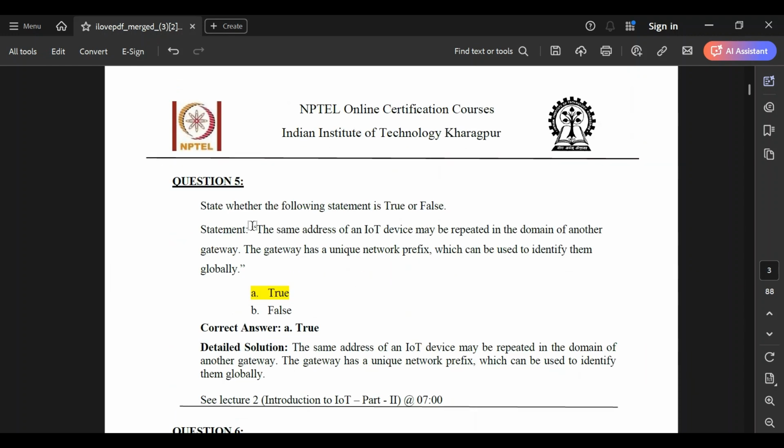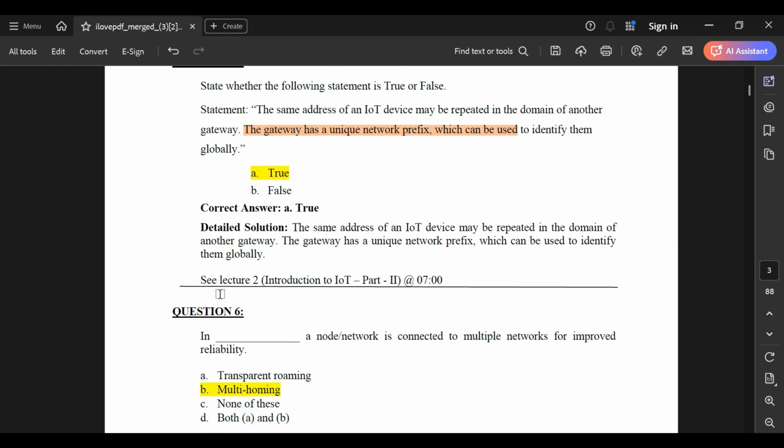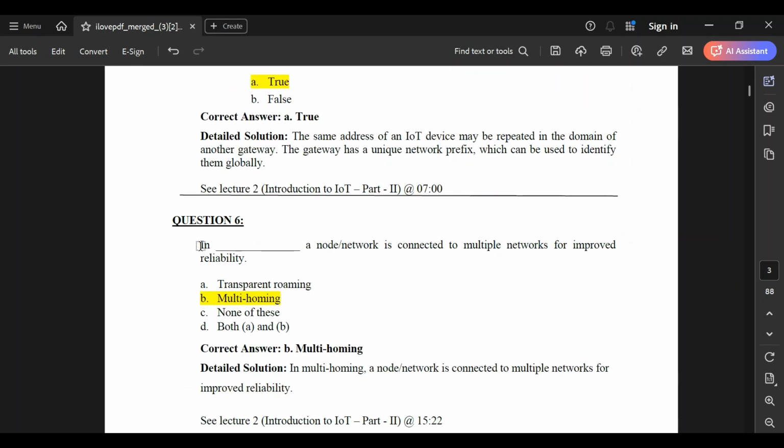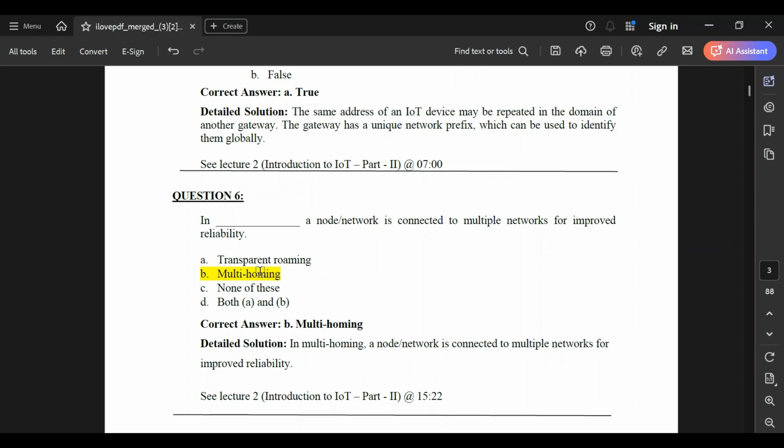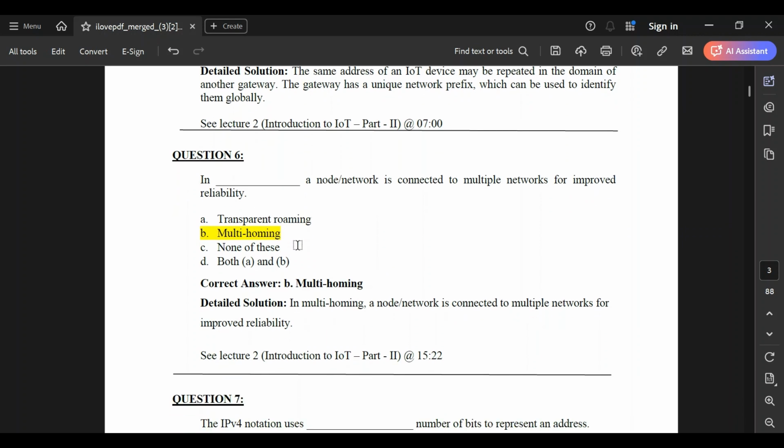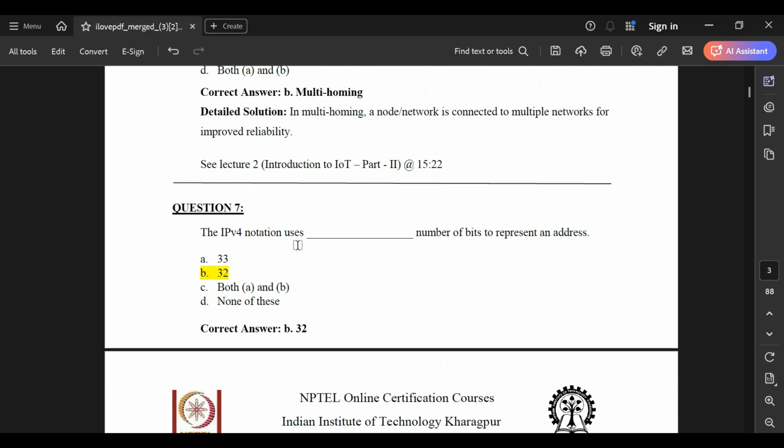Moving to the next question, fifth question, the same address of an IoT device may be repeated in the domain of another gateway. The gateway has a unique network prefix which can be used to identify globally. So this is true. You can see the detailed solution is also here, and you can see in a dash a node network is connected to multiple networks. So multi-homing is the answer. And I will say that this question is asked in the fill in the blanks. This can be asked in other way also. So try to read the questions properly.